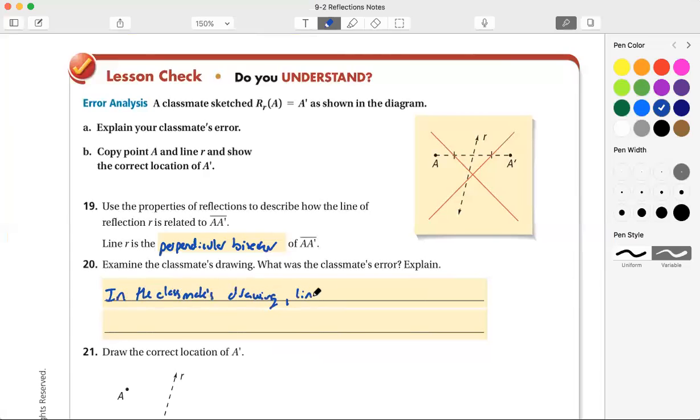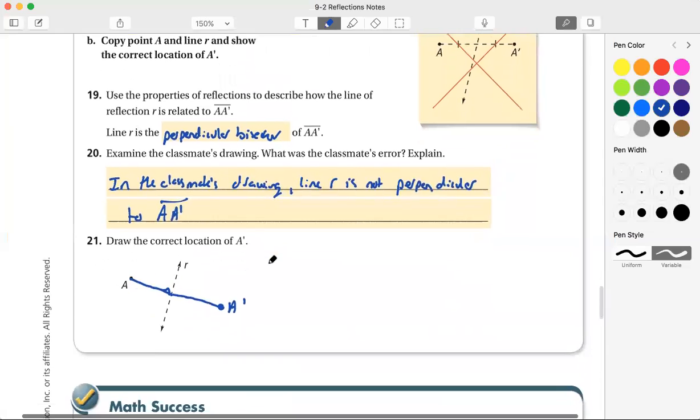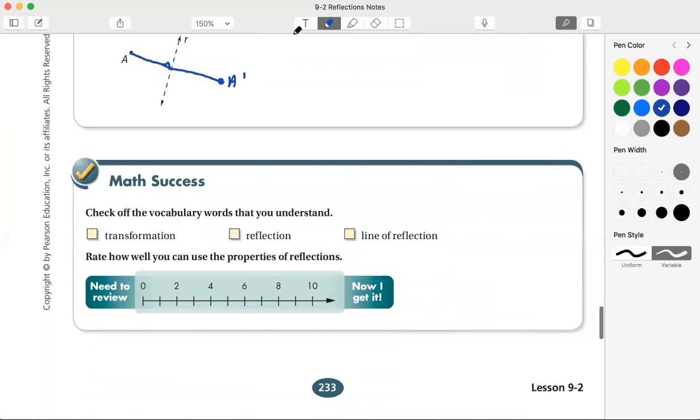So in the classmate's drawing, line R is not perpendicular to A A prime. All right, so here's A. The perpendicular line should have been here. So its line should have been here. Here is A prime. And that's the end of this section.